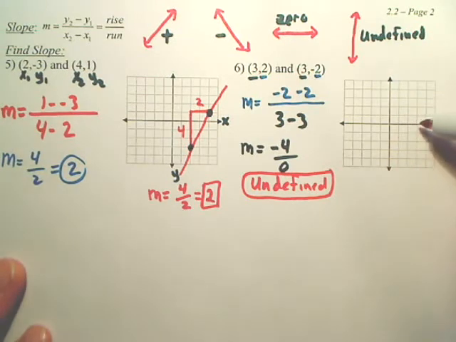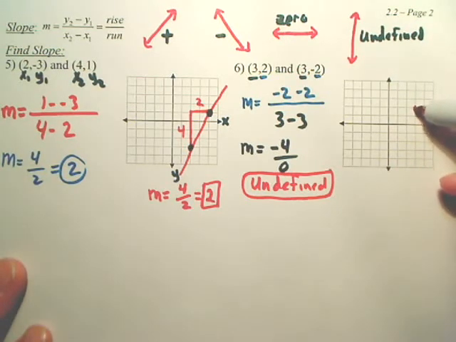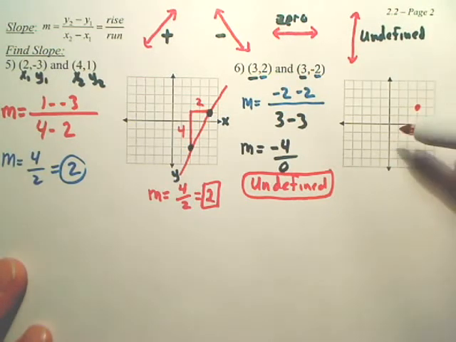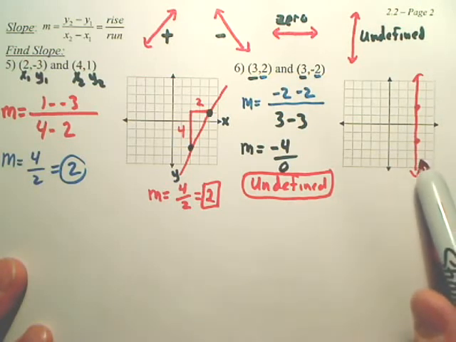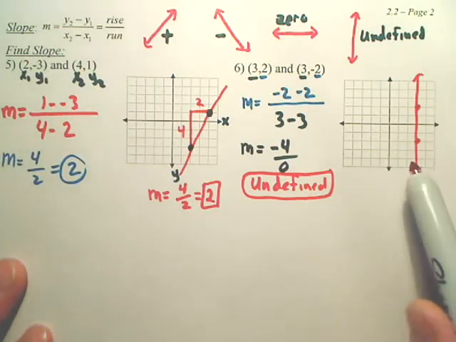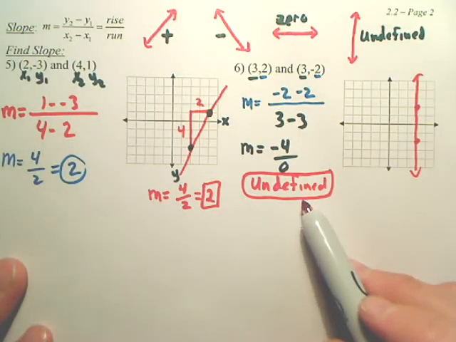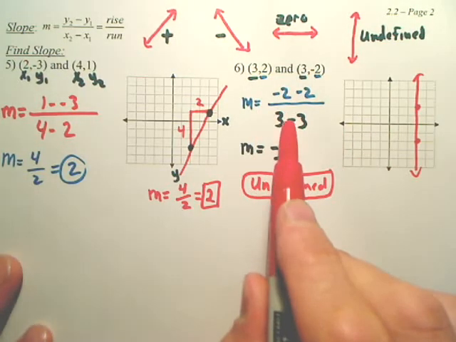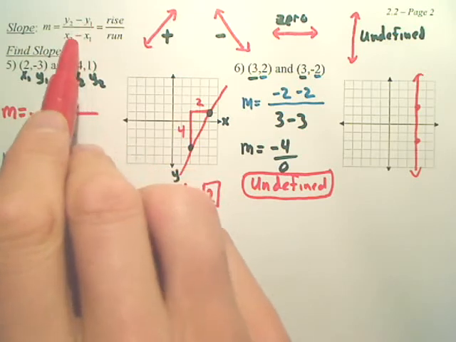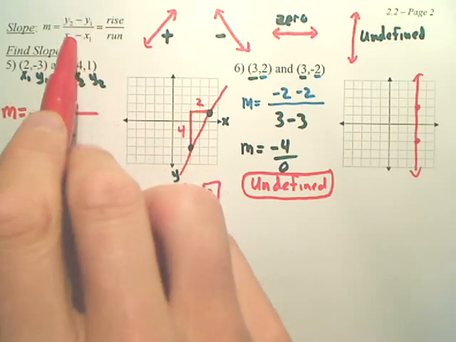Now, 3, 2. There's my first point. And 3, negative 2 is my other point. Aren't undefined lines vertical? Doesn't my graph show me that? So you could have graphed it and realized right away it's undefined, or you could have done the formula and realized it's undefined. Either graph or the formula. Preferably this formula. It's the rise over the run, the y's over the x's.